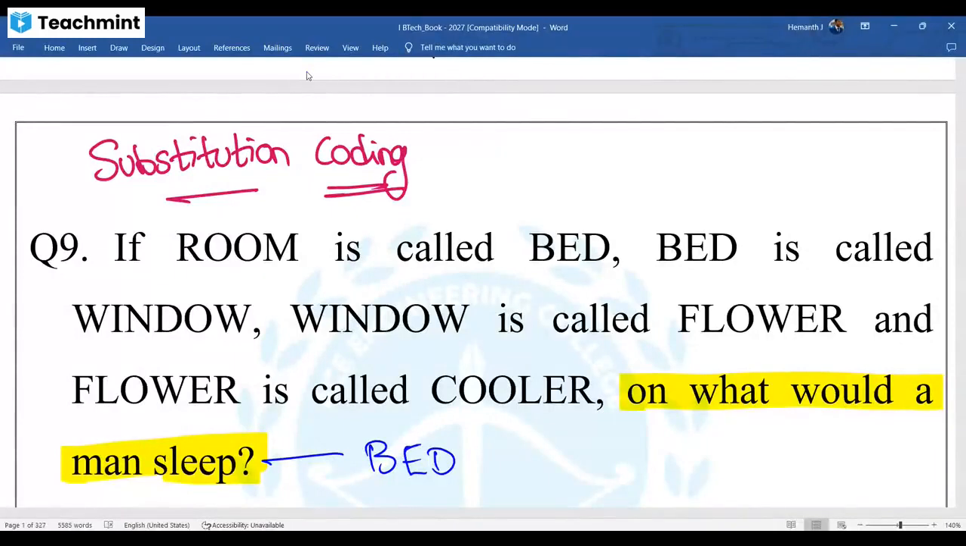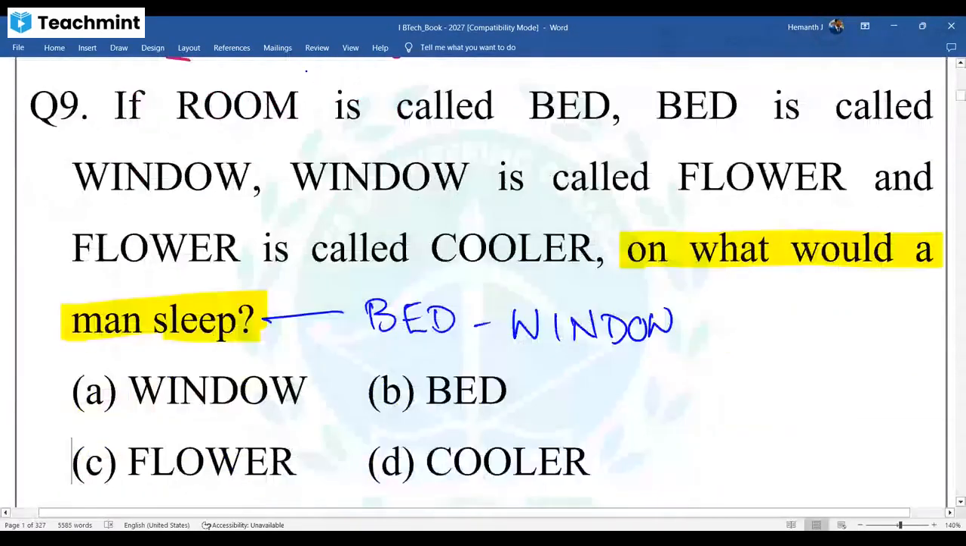Some people say, sir, window is called flower, flower is called cooler, answer is cooler. Some people will claim the answer as cooler, but let me give the clarity, my dear friend. First thing you have to do is read the last line in the question. Related word in the question is bed here. Bed is called window. Stop there. Answer is window only. Sir, why not cooler? My dear friend, if the answer is cooler, then for every question, there's no need to read the question. The last word is the answer. Then there is no logic, right? If you keep on extending like that, window is called flower, flower is called cooler, then there is no meaning in giving the question.